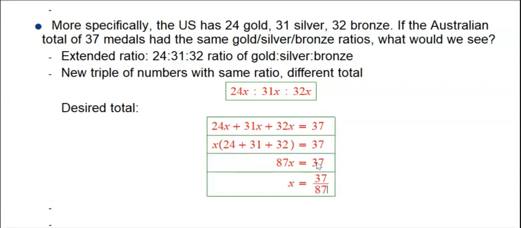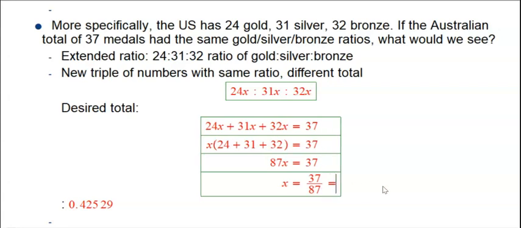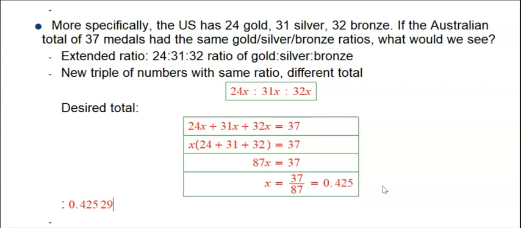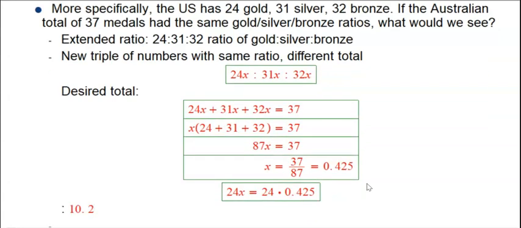This is really the same kind of number that we had in the first video in disguise. 37 over 87. It didn't actually come out evenly. This is the Australian to US ratio. It's the scale factor. Let's just do that much precision. That says if I want to scale the American total down to the Australian total, I'm going to scale everything down by multiplying by 0.425. And then now I need to go back in and say, okay, what is 24x? 24 times 0.425. That's going to be 10.2.